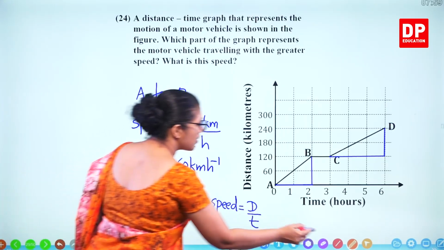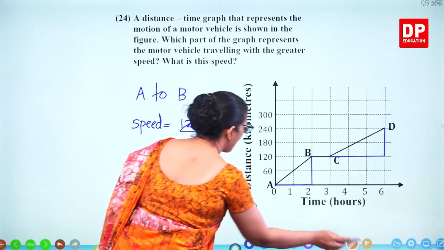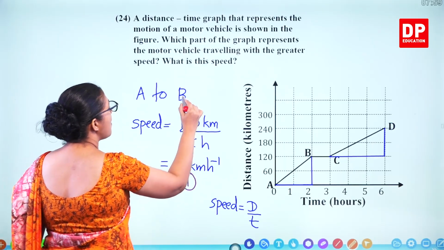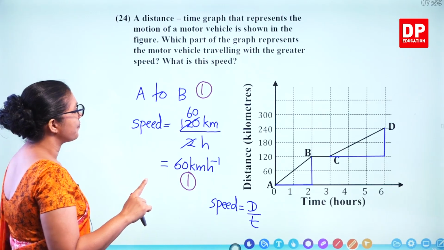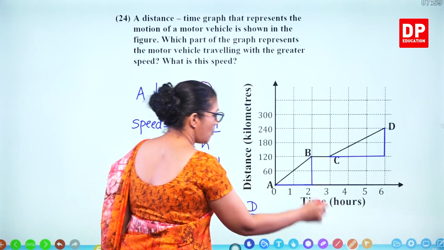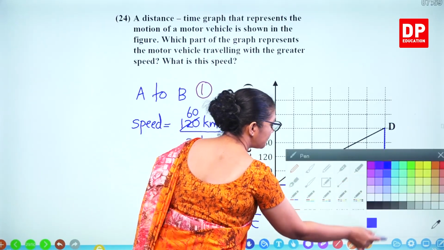So 1 mark for this speed and 1 mark to identify the correct path. Not CD, you have to select AB.